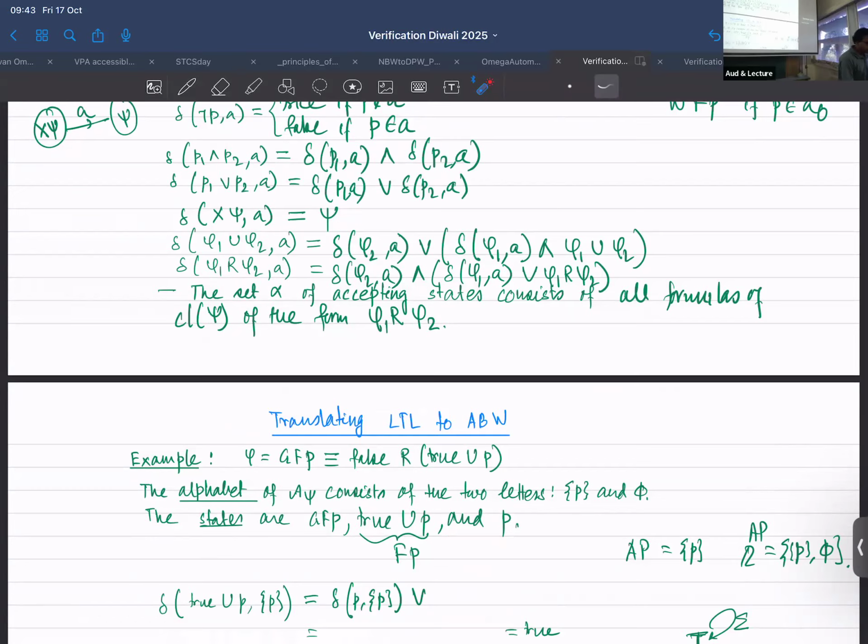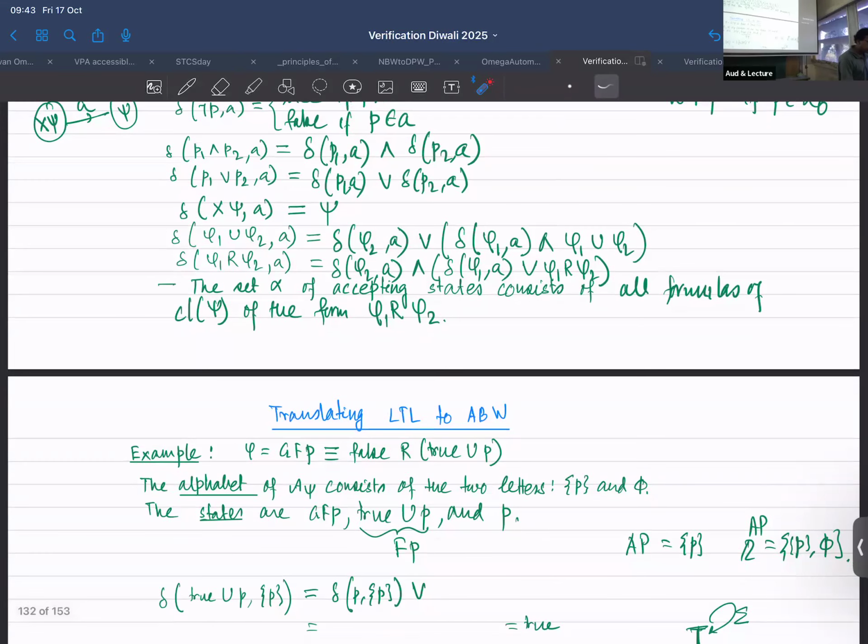And similarly, if you have delta of phi 1 until phi 2, A, then it is either delta of phi 2, A, or delta of phi 1, A and phi 1 until phi 2. So you have such conjunctions here, and there is a disjunction here. This just comes from the semantics of until. And similarly, from the semantics of release, you have delta of phi 2, A, and delta of phi 1, A, or phi 1 release phi 2.